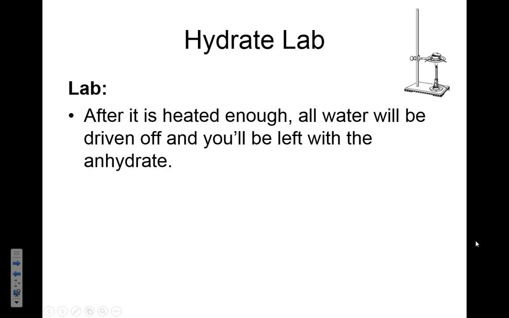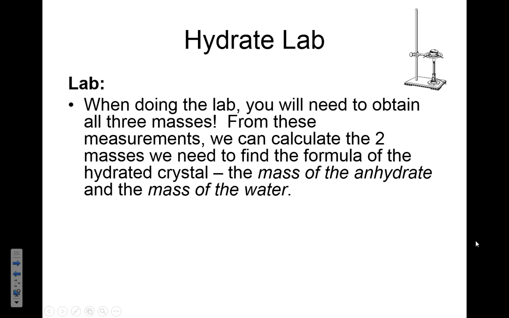Now, in the real world, how do we do that? Well, we would heat it for a while and then we'd let it cool and then we'd go weigh it. But we wouldn't be sure if we'd driven off all the water. So then we put it back on, heat it again for a few minutes, let it cool, and then we go weigh it again. And if the two masses were the same, we know we'd driven off all the water. If they were different, we'd have to heat it up again for a few minutes, let it cool, and then go weigh it. And now if they were the same, then we know we've driven off all the water. So that's typically what you have to do. And at this point, we'd let it cool, and then we would weigh the crucible and the anhydrate.